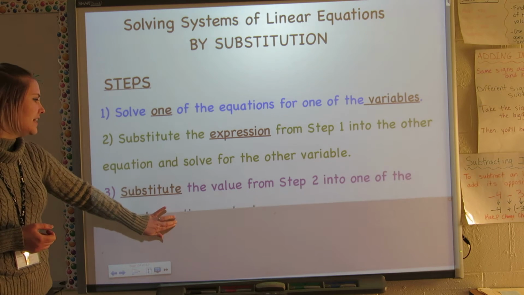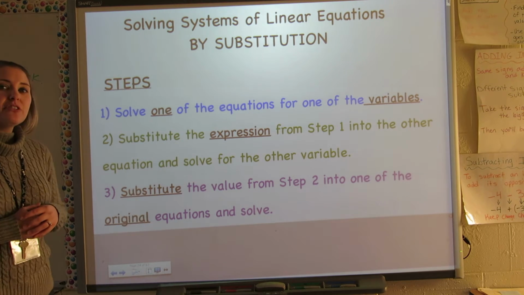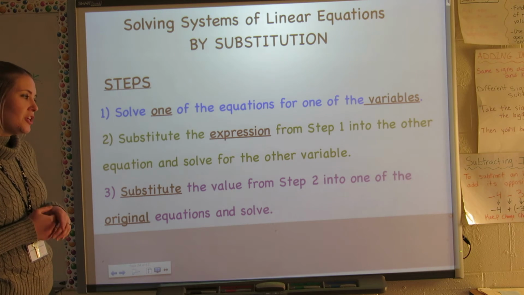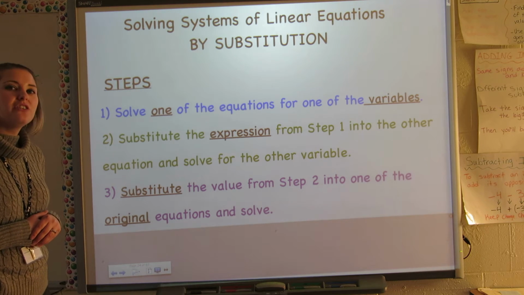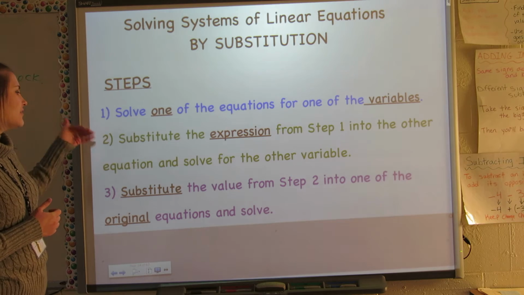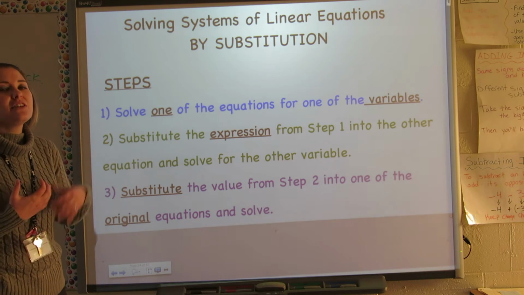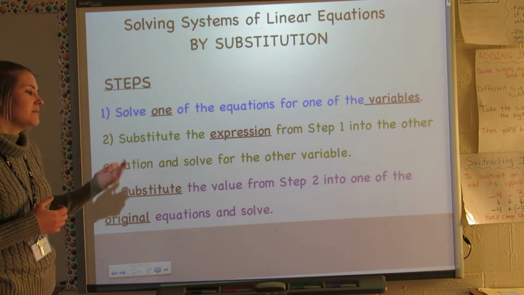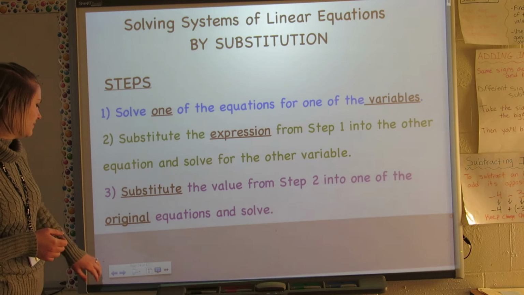Step number 3 is to substitute the value from step 2 into one of the original equations and solve. So after step 2, you will have gotten either what x is or what y is. You'll substitute it in and solve.